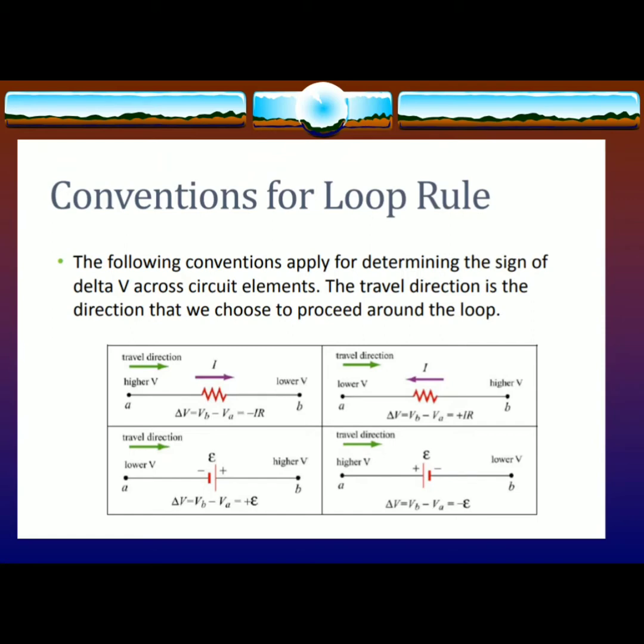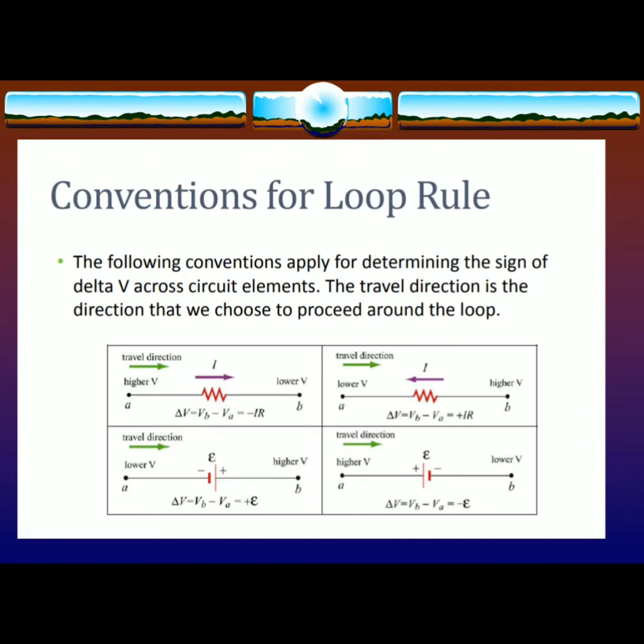Conventions of the loop rule. The following conventions apply for determining the sign of delta V across circuit elements. The travel direction is the direction that we choose to proceed around the loop. Here in this table, the first travel direction, from high V to lower V, gives delta V equals VB minus VA equals minus I times R.